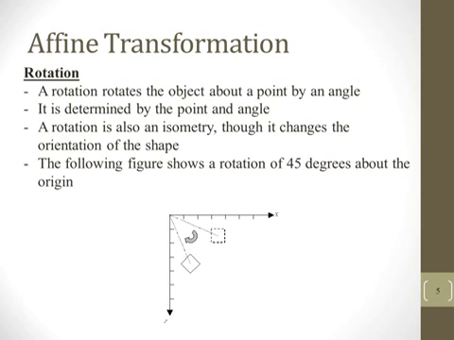So now for rotation. A rotation rotates the object around a point by an angle. It is determined by the point and the angle. A rotation is also an isometry since it does not change the distances and the angles inside the shape. It only changes the orientation of the shape. The following figure shows a rotation of 45 degrees about the origin.